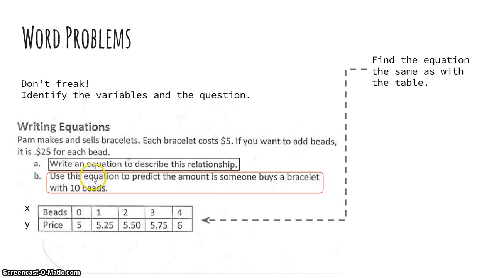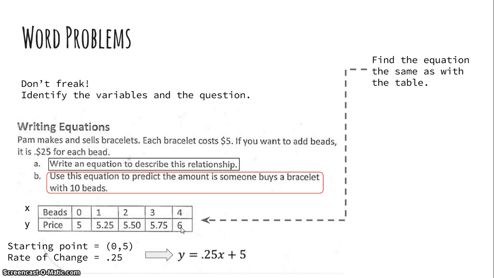So in order to find the equation, I'm just going to jump right into the table. I look right at the table, figure out what my starting point is and what my slope is. So my starting point is going to be (0, 5), because that's when the x equals 0. That's my y-intercept. And my rate of change, I can really get it from the problem. Every bead makes it go up by 25 cents. But again, how much does it go up from here to here? 25 cents. And from here to here, 25 cents, and again 25 cents. It goes up by 25 cents each. So I know m, I know b, I can plug them in. Y equals 0.25x plus 5.